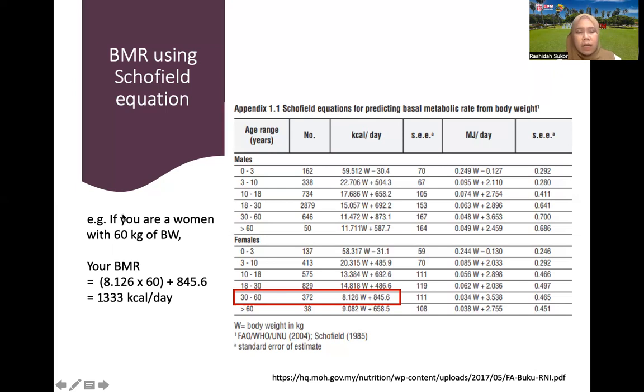If you are a woman at 60 kg of body weight, say you are about 45 years old, you can take this value: 8.126 W plus 845.6. W is your body weight in kilograms. If you weigh 60 kilograms, you just put it in there, and you get your BMR: 1333 kilocalories per day. That is how much you actually burn while your body is at rest. This is the Schofield equation.